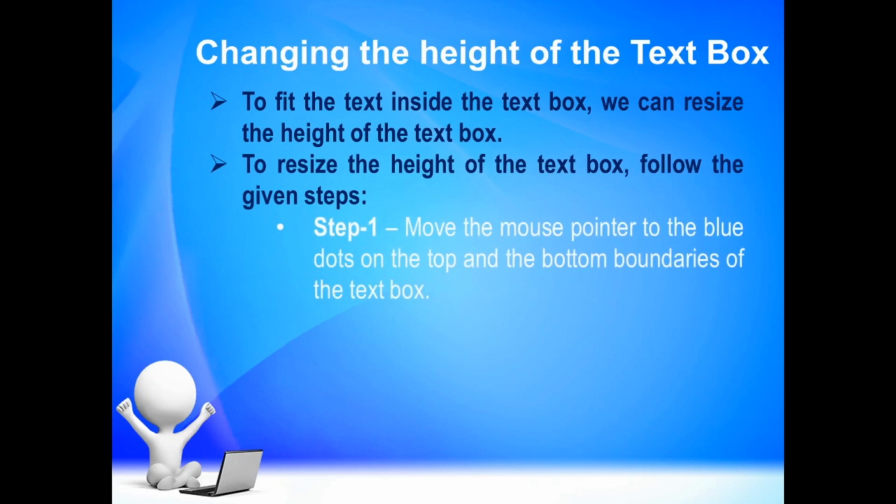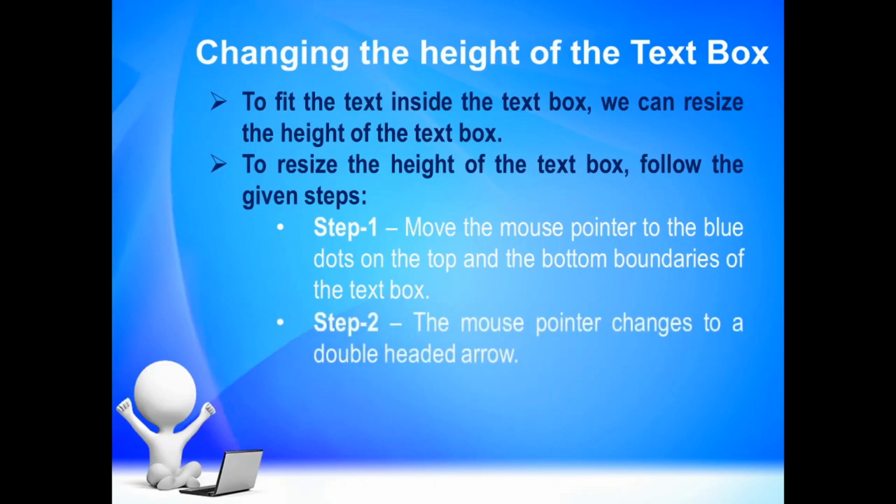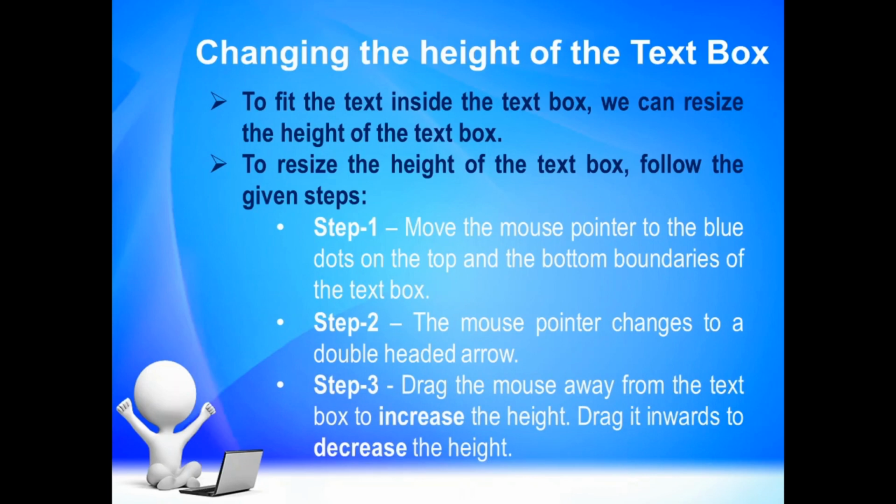First, move the mouse pointer to the blue dots on the top and the bottom boundaries of the text box. Then the mouse pointer changes to a double-headed arrow. Then drag the mouse away from the text box to increase the height, or you can drag it inwards to decrease the height. Let's do it practically.